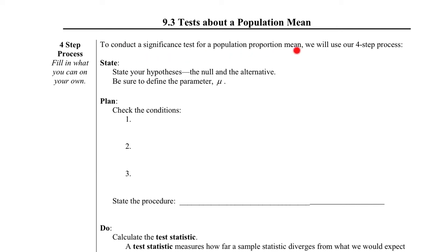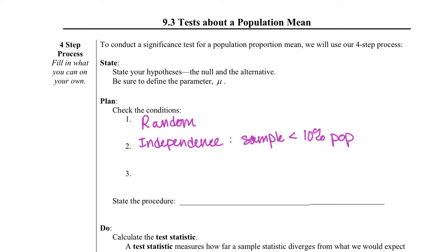But we're basically going to be doing everything we've already been doing. Nothing is going to be changing too much. So we're going to always make sure to state a hypothesis, the null and the alternative, and define your parameter mu. Of course, the three conditions: random, to make sure we have an unbiased estimator; independence, make sure your sample, your n, is less than 10% of your population.